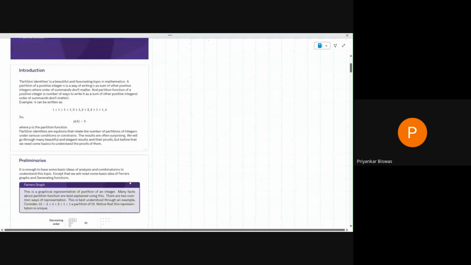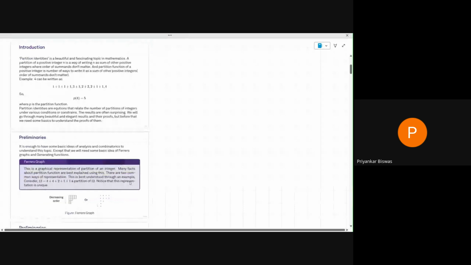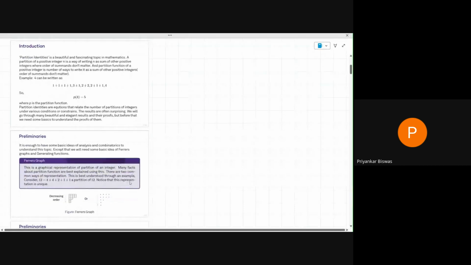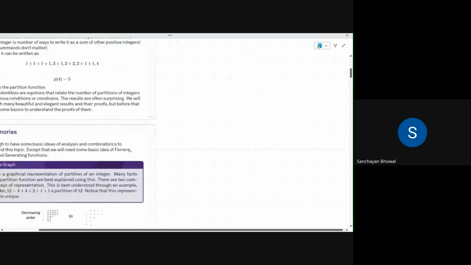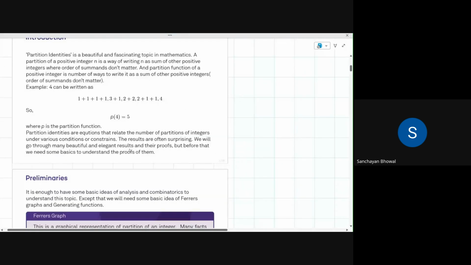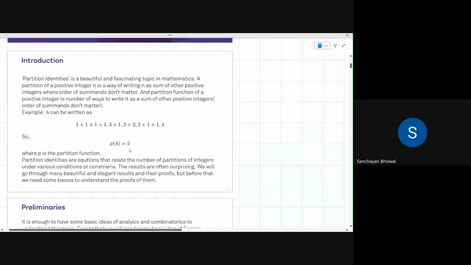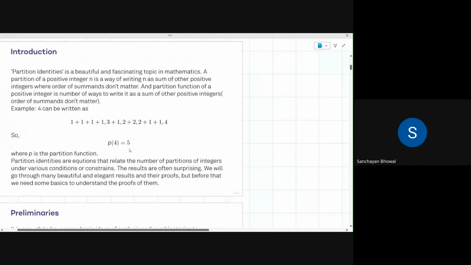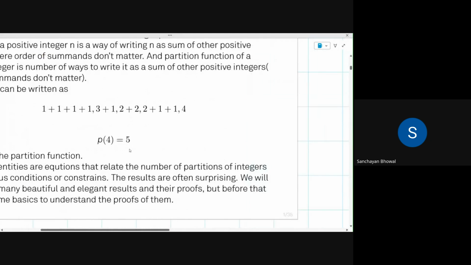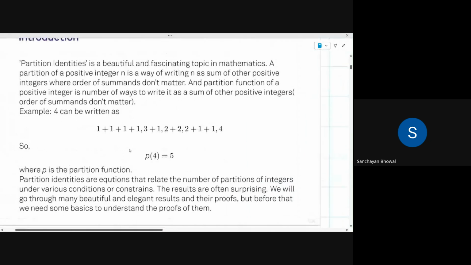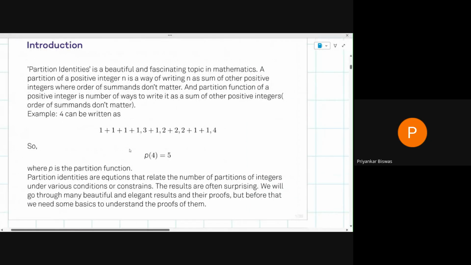Before going into the proofs, I'm sorry to interrupt, can you just zoom in a bit? Because only half the page content is showing. Yes, a little bit more. Yeah, better. Is it okay? Yes. Fine. Is it okay now? Yeah, much better.